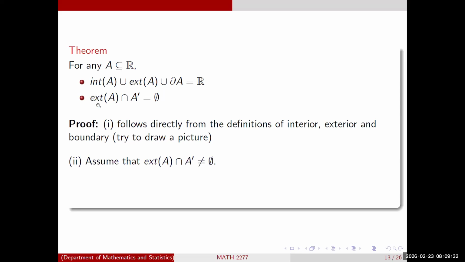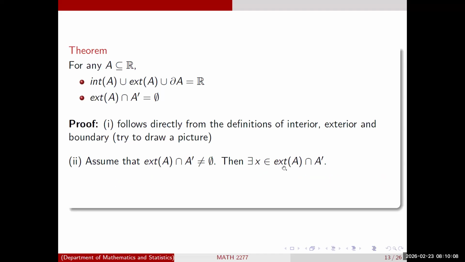Now, for the second one, I want to prove that the exterior intersection the set of limit points, this derived set, is the empty set. So we're going to try to do this using a proof by contradiction. I assume that this intersection is non-empty, and now I need to figure out how to get a contradiction. If the intersection is not empty, then there is an element x belonging to that intersection.